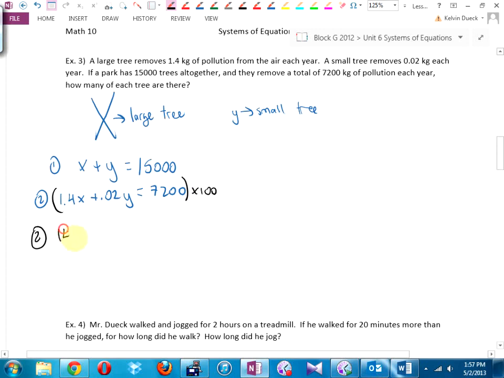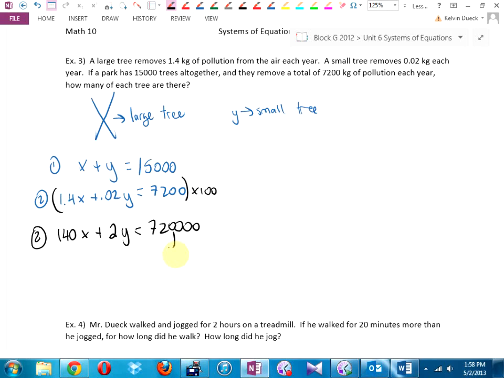140x plus 2y equals 72 with 4 zeros, 720,000. I mean, those are big numbers, but hey, no decimals. That's, in fact, Brendan, technically what we did to clear fractions. We multiplied everything by the common denominator to clear fractions.